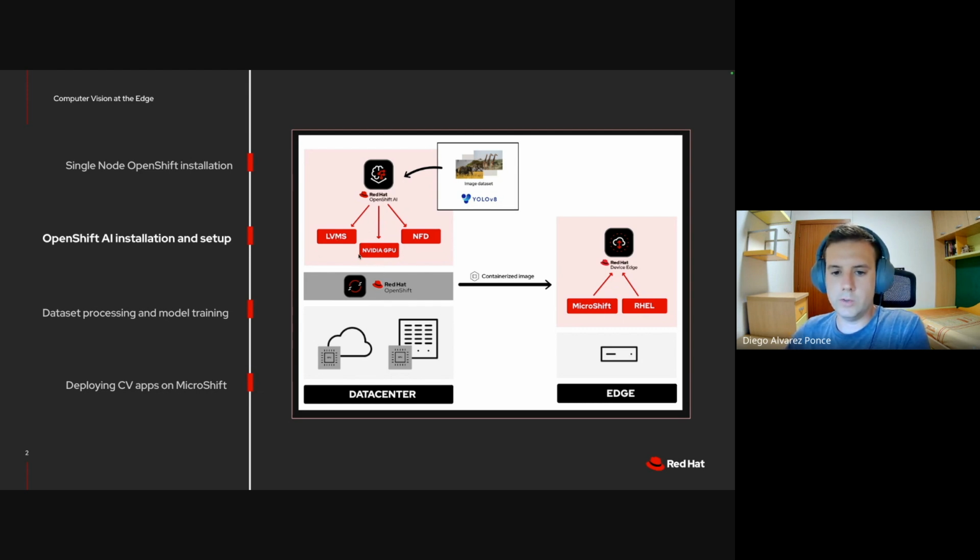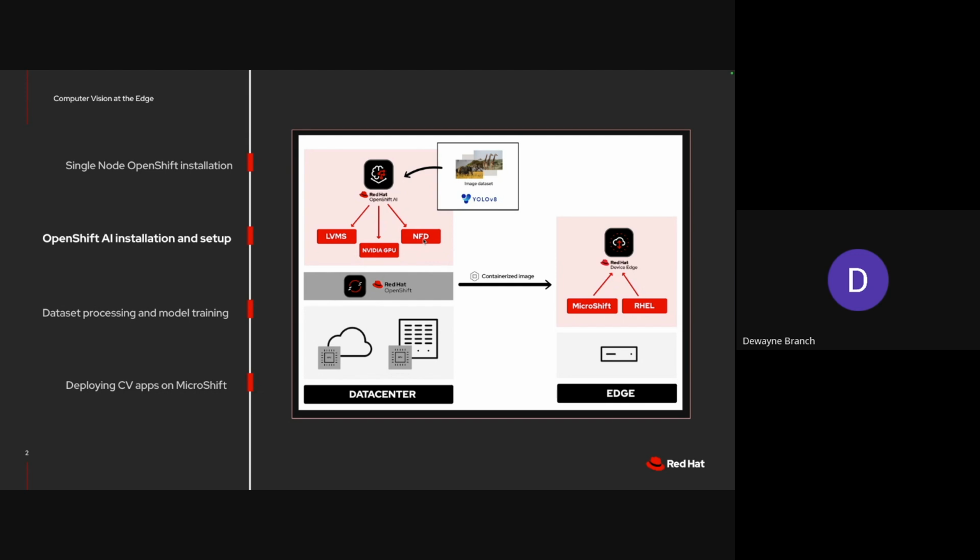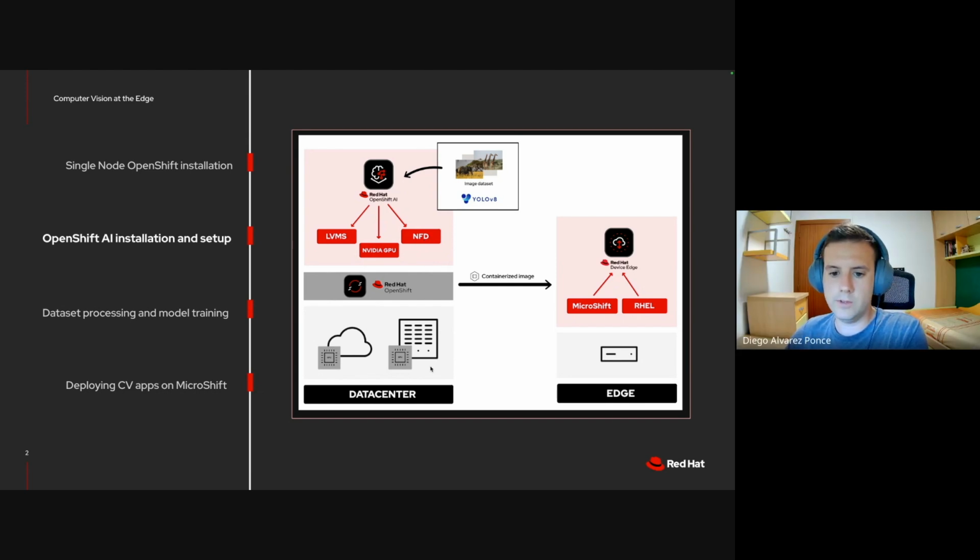And also we are going to deploy another two of them: the Node Feature Discovery operator, which will take care of exposing the hardware that we have on this node, and the NVIDIA GPU operator, which will take care of managing the drivers and everything for the GPU card. So that's what we are going to see today. And for the next meeting, we will see how we can train the model on this OpenShift AI platform.